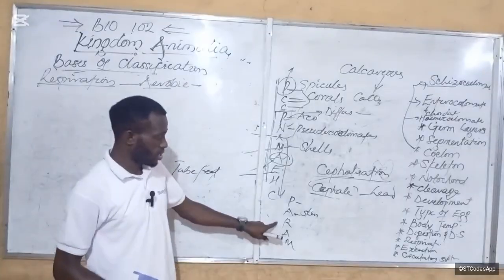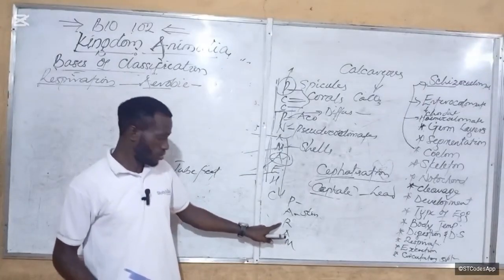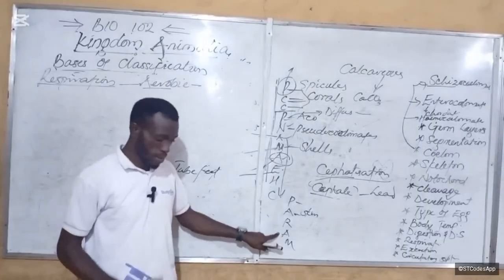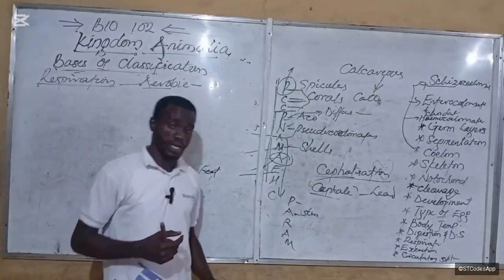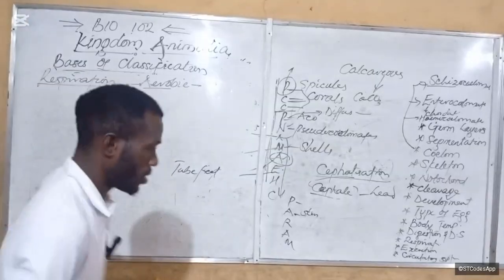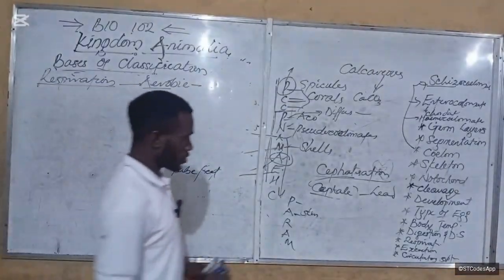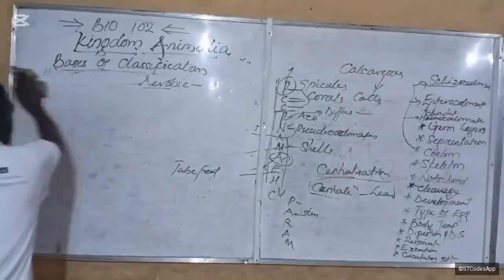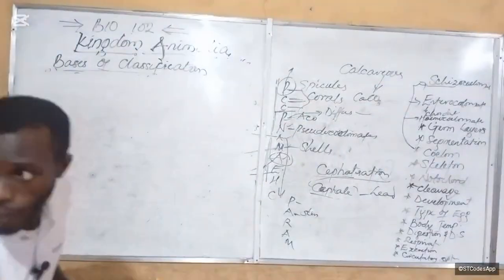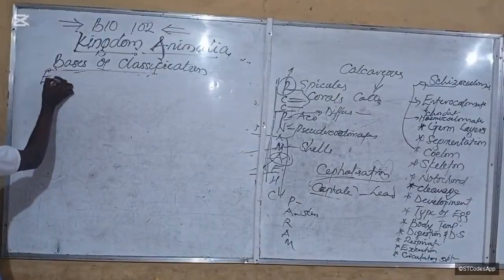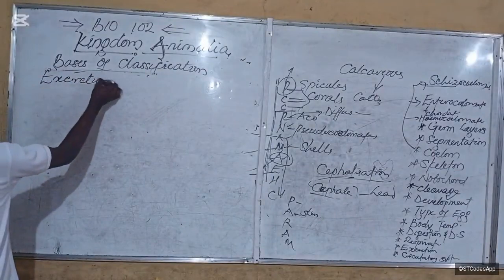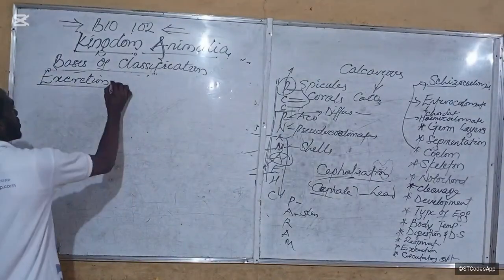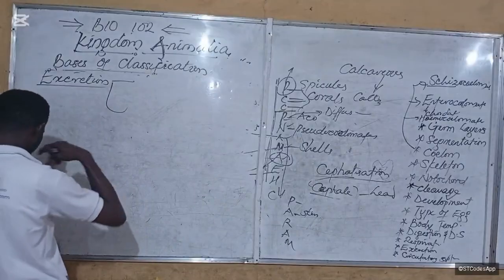And some lungs. In reptiles, primarily lungs. Aves, birds, primarily lungs. Then mammals, lungs. All right, so that's that for respiration. Then for excretion, organisms are split into three based on their mode of excretion, right?